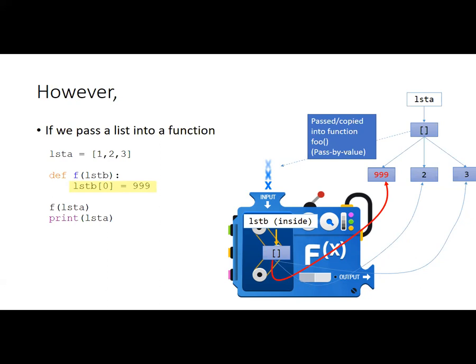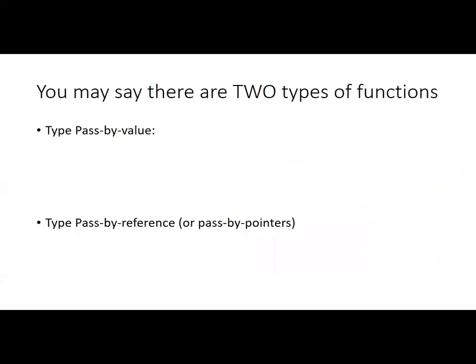This is very different from pass by value. Pass by value is whenever you copy into the function, the outside copy will not change. But for a list, this one will change. Okay. So pass by value means the function will not modify the input. That means if outside you have a variable y, you won't modify it.